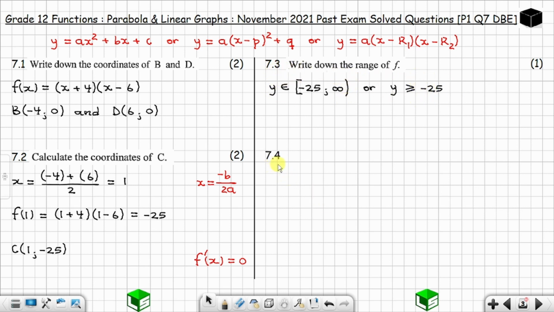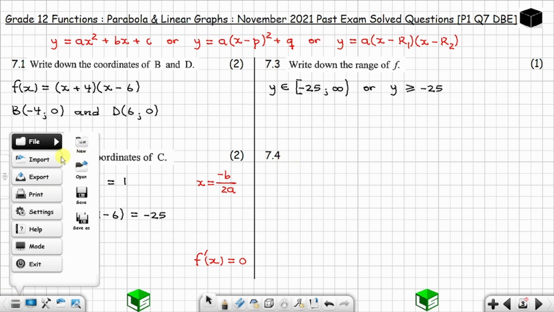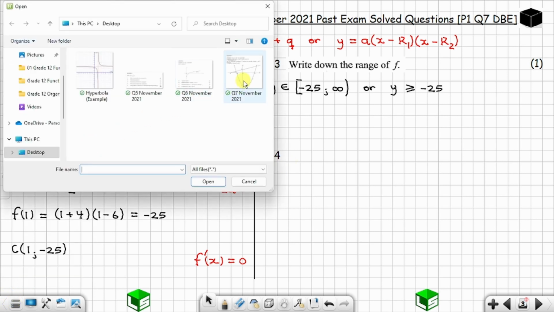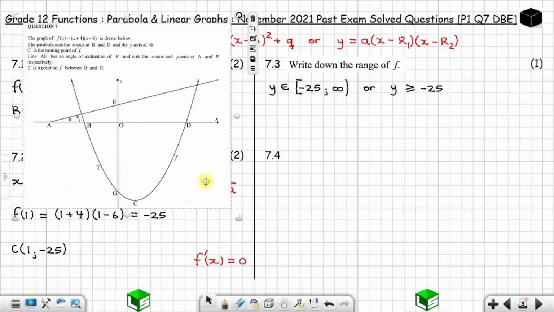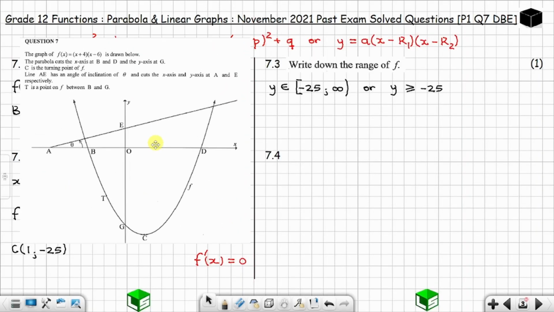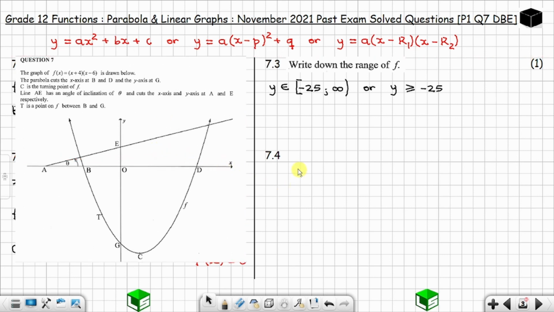And now 7.4, let me get the question again. So this is question 7 from November 2021. Okay, so this is the question. Given that theta is equal to 14,04 degrees and the tangent to f at T is perpendicular to AE. So the angle of inclination that the line AE forms with the x-axis is given. You have it there, 14,04 degrees.